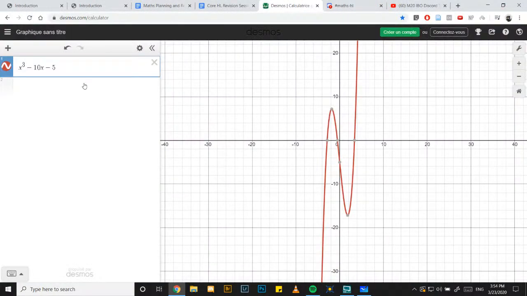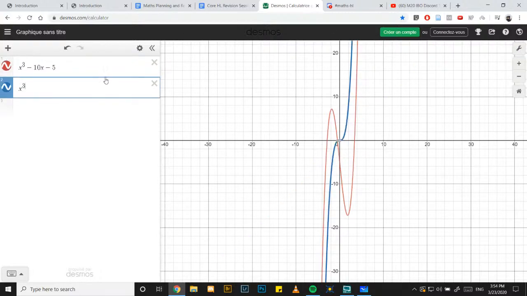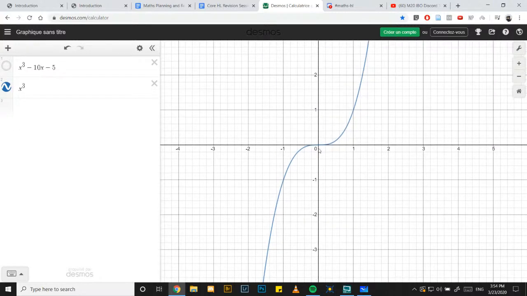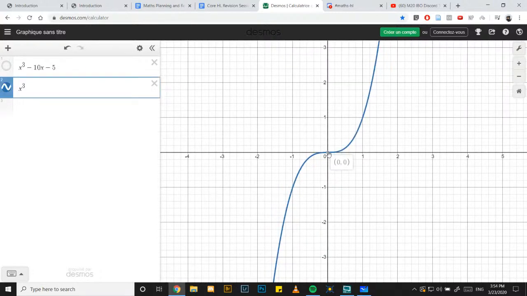The function x cubed, which looks like this. If you look at the function x cubed closely, you can see that there is a horizontal slope right over here, but there is no maximum and no minimum. This is very important, and you should be able to identify when this occurs.